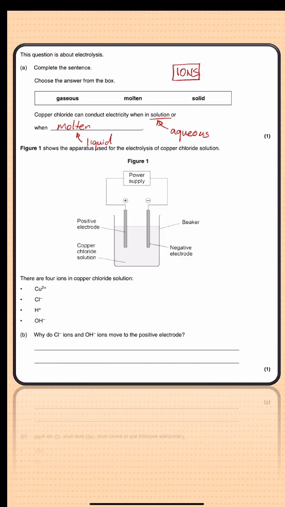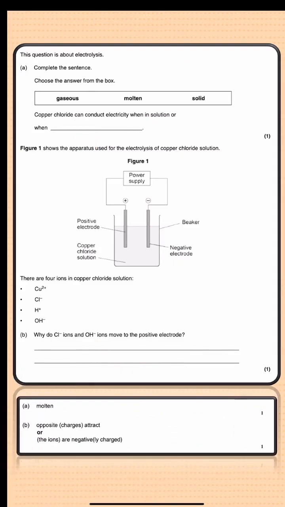Most people are saying because opposites attract. That's exactly right. Because these are negatively charged and this is positive, you can literally say opposite charges attract. So let's check the mark scheme. The first one was: opposite charges attract, or you could just say the ions are negatively charged. Okay, let's move on to the next question.